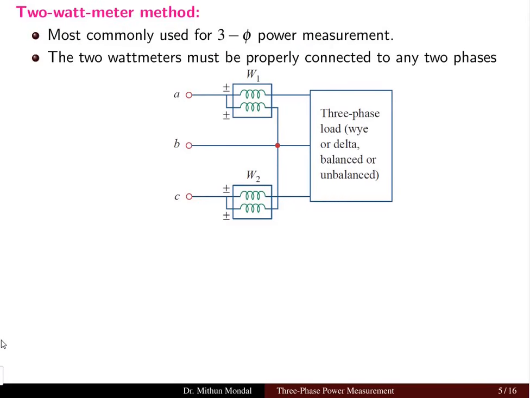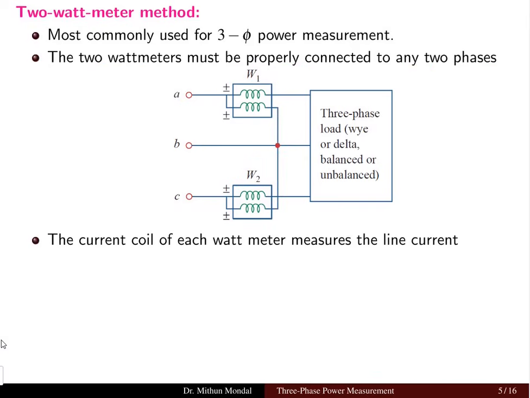Now you can see that we are using only the 2 wattmeter method, W1 and W2. 2 wattmeters we have used for 3 phases A, B and C, and there is no wattmeter connected to the B phase. But precaution has to be taken. These 2 wattmeters must be properly connected in any 2 phases. You can see the common point is connected to the B phase only. So for wattmeters W1 and W2, the common point is coming in the B phase.